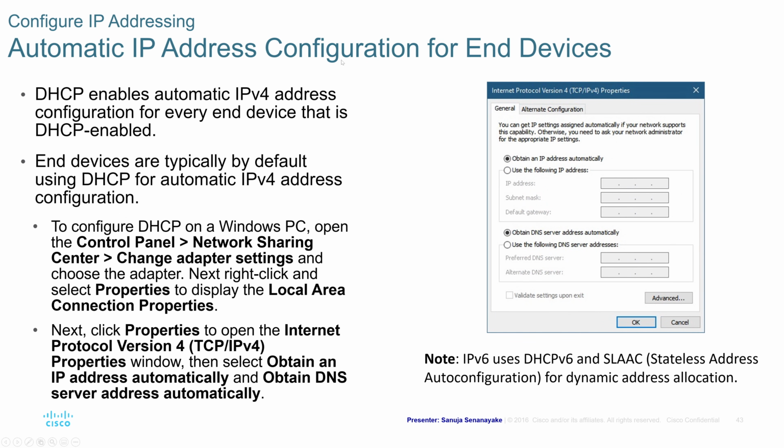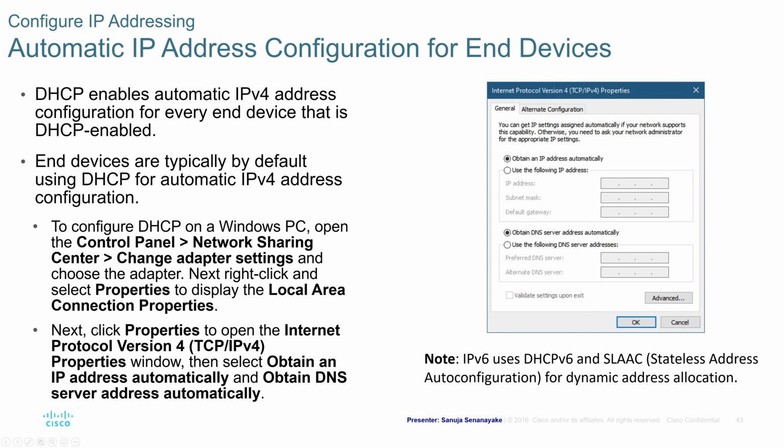The automatic IP address configuration for end devices is done through something called DHCP. DHCP stands for Dynamic Host Configuration Protocol, which enables automatic IPv4 address configuration for every end device that is DHCP enabled. So by switching this from static to automatic, and also the DNS, you can either put static or automatic, it'll obtain not only the IP address, it can also obtain the DNS from the same server. The end devices are typically by default set to DHCP for IPv4 configuration.